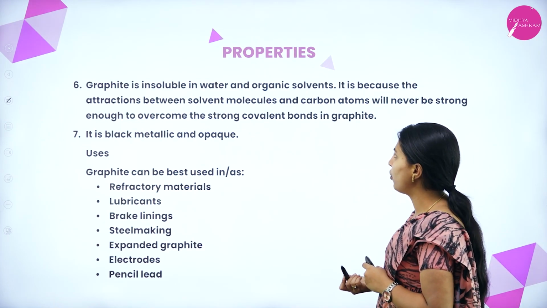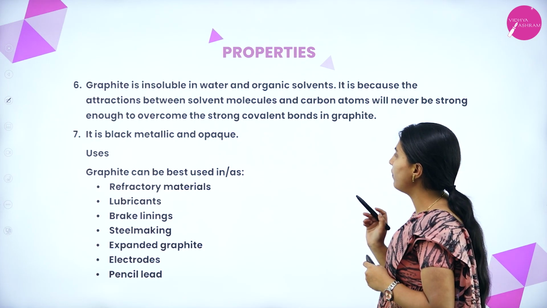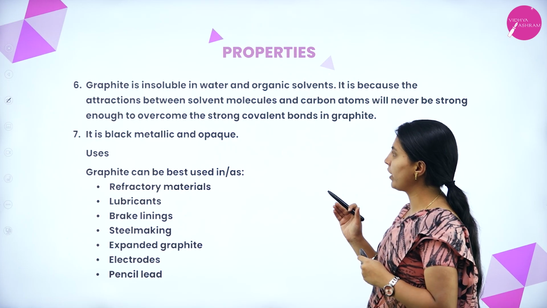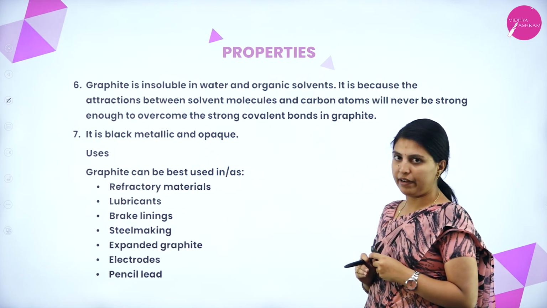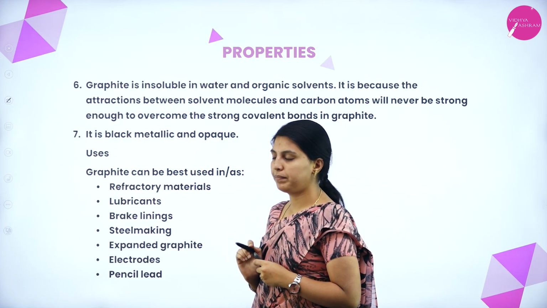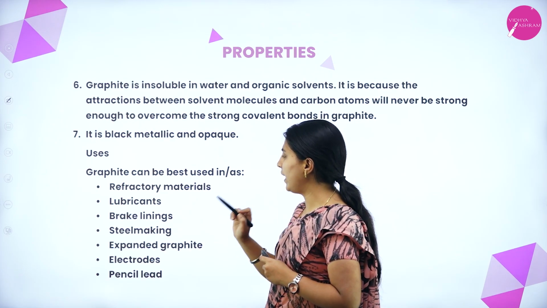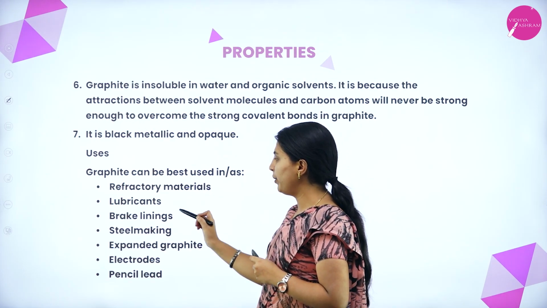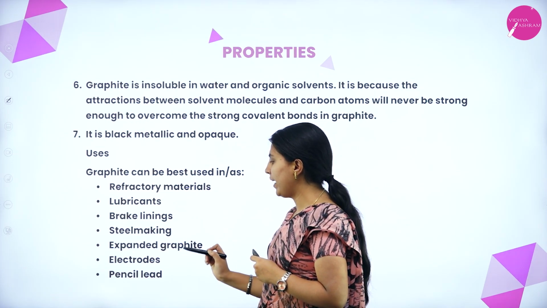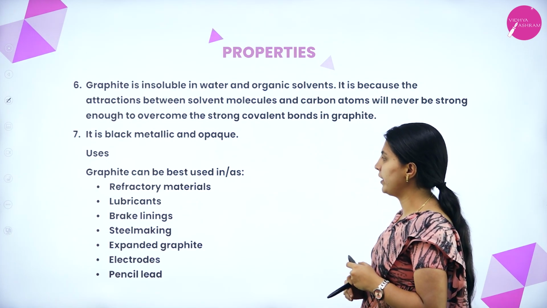Graphite is insoluble in water and organic solvents. It is because the attractions between solvent molecules and carbon atoms will never be strong enough to overcome the strong covalent bonds in graphite. It is black, metallic and opaque. Next, uses. Graphite is used as refractory materials, lubricants, brake linings, steel making, expanded graphite, electrodes and pencil lead. These are the uses of graphite.